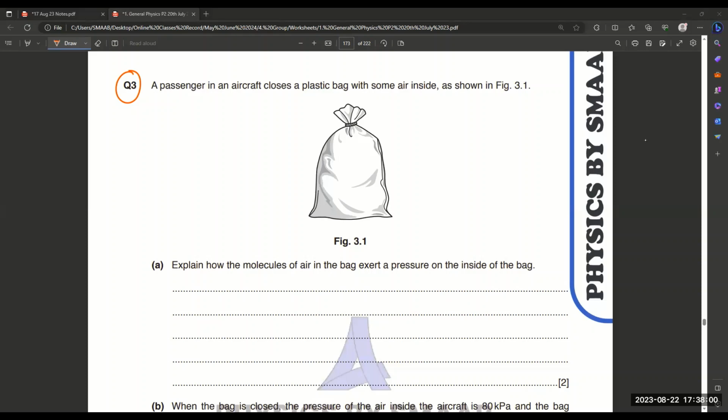Basically, in this bag we have this volume. So can you also say that gas takes the shape of its container? Yes, you can also say that. Your volume is fixed, and they are asking to explain how the molecules of the air in the bag exert a pressure on the inside of the bag. You can also write with reference to the kinetic energy of the molecules.